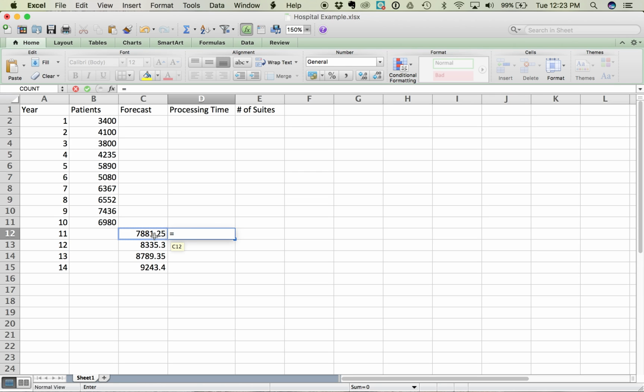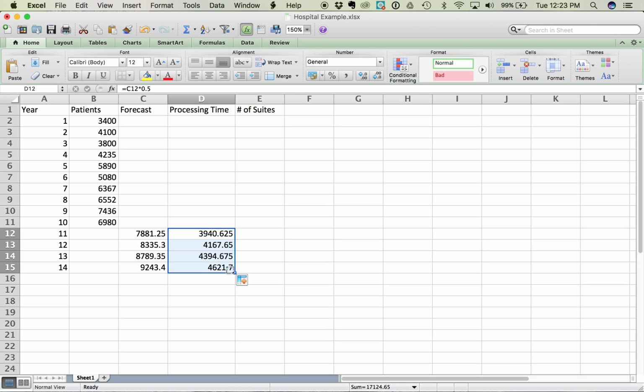So the processing time is that forecasted number times the half-hour surgery. So we can see that the total amount of surgical time we're going to need in the next year is just under 4,000 hours. And we can drag that down for the next 4 years.